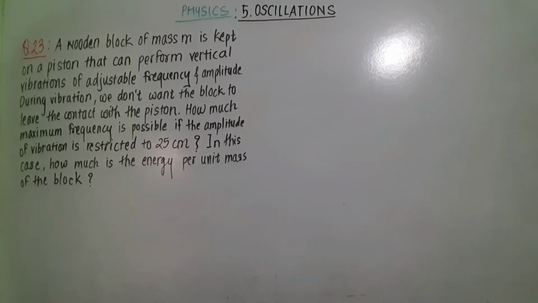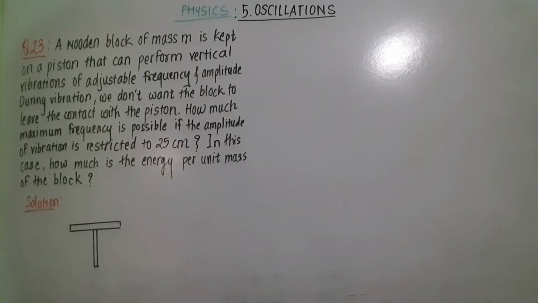Textbook question 23. A wooden block of mass m is kept on a piston that can perform vertical vibrations of adjustable frequency and amplitude. During vibration, we don't want the block to leave the contact with the piston. How much maximum frequency is possible if the amplitude of vibration is restricted to 25 centimeter? In this case, how much is the energy per unit mass of the block?